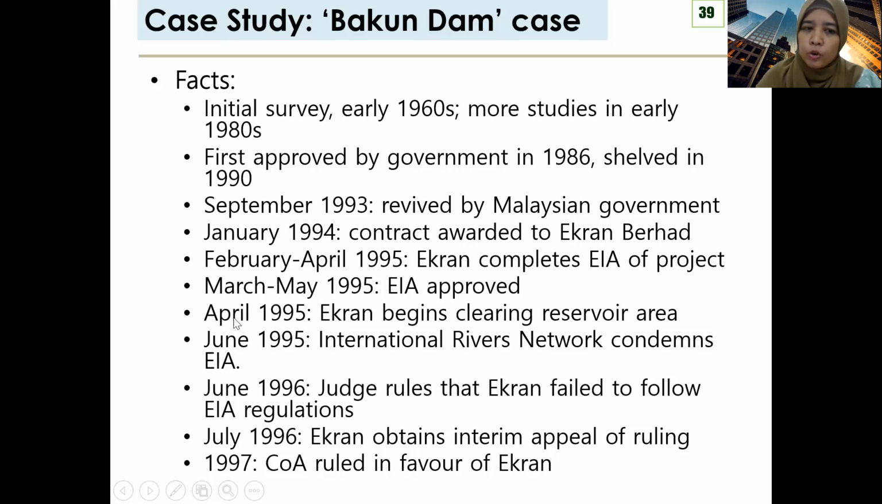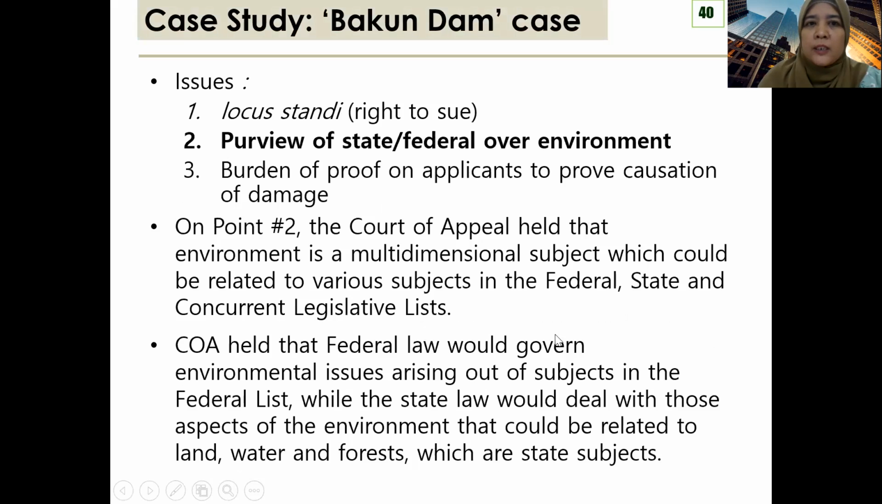And then somehow in June 1995, the International Rivers Network condemned the EIA. The EIA was criticized. And in June 1996, in the first case, the Kajing Tubek case, the judge ruled that Ekran failed to follow the EIA regulations, the federal regulations, and not the Sarawak ones. We're talking about the EQA, and then the EIA regulations, which are read together with the EQA. So in July 1996, Ekran obtained an interim appeal of the ruling, and in 1997, the Court of Appeal ruled in favor of Ekran Berhad.